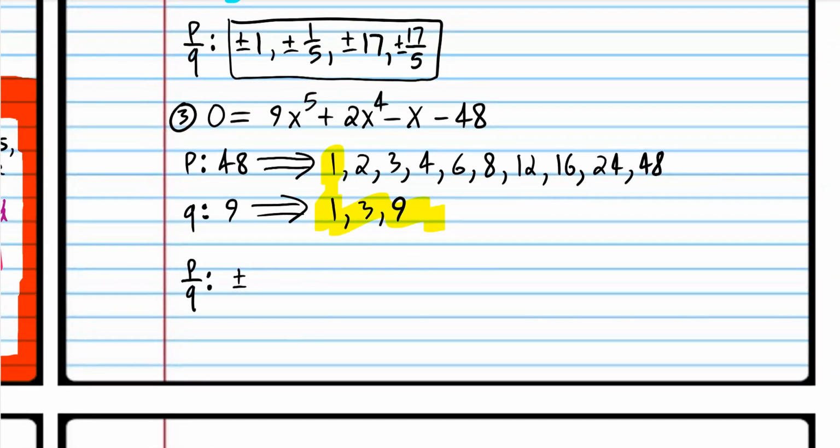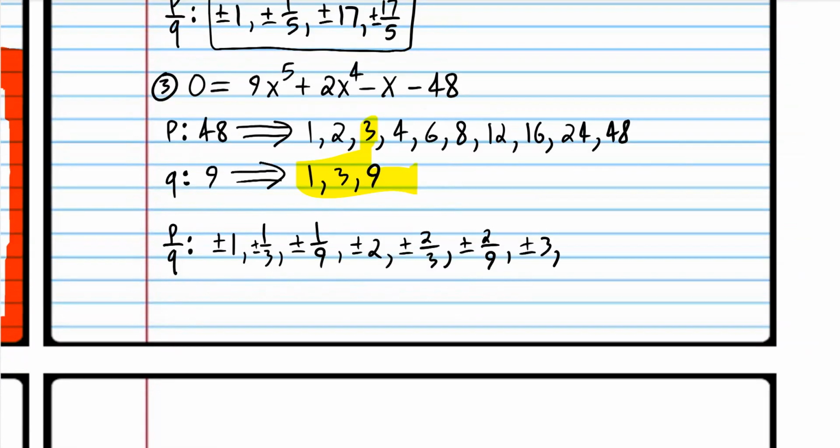So 1 divided by 1 is 1. 1 divided by 3 is 1/3. 1 divided by 9 is 1/9. And then we move on to 2. 2 divided by 1 is 2. 2 divided by 3 is 2/3. 2 divided by 9 is 2/9. So 3 divided by 1 is 3. And 3 divided by 3 is 1, but we already have 1.